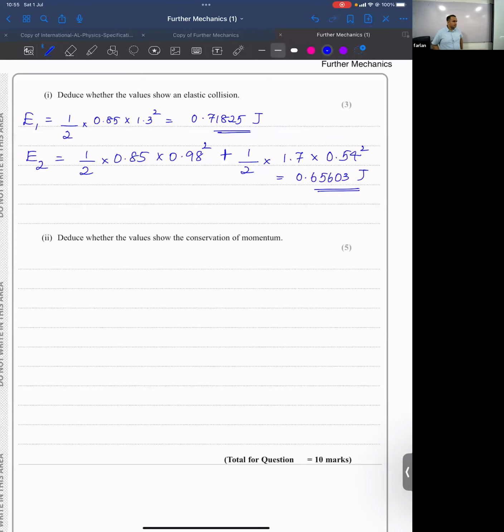Deduce whether values show an elastic collision. What is your conclusion? No, there's a significant difference in the kinetic energy before and after. So conclusion you can write, no. There is a significant difference between the initial kinetic energy and the final kinetic energy of the system.